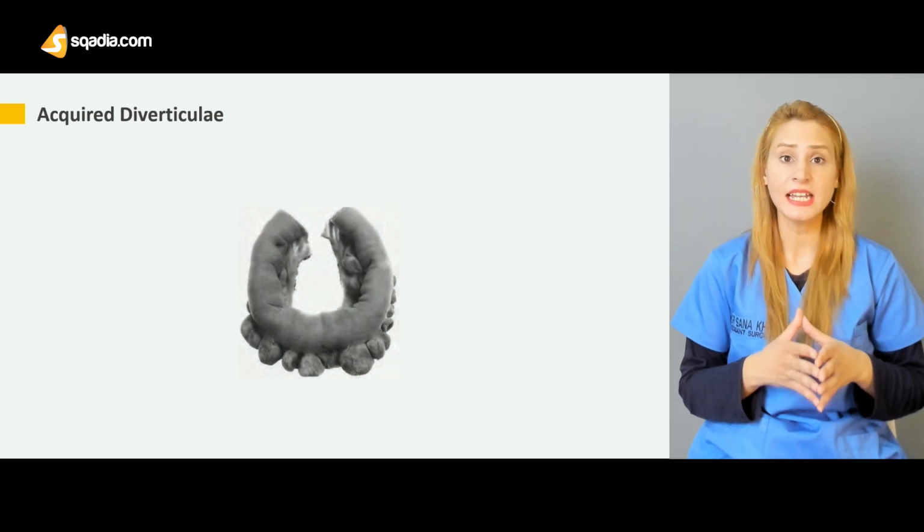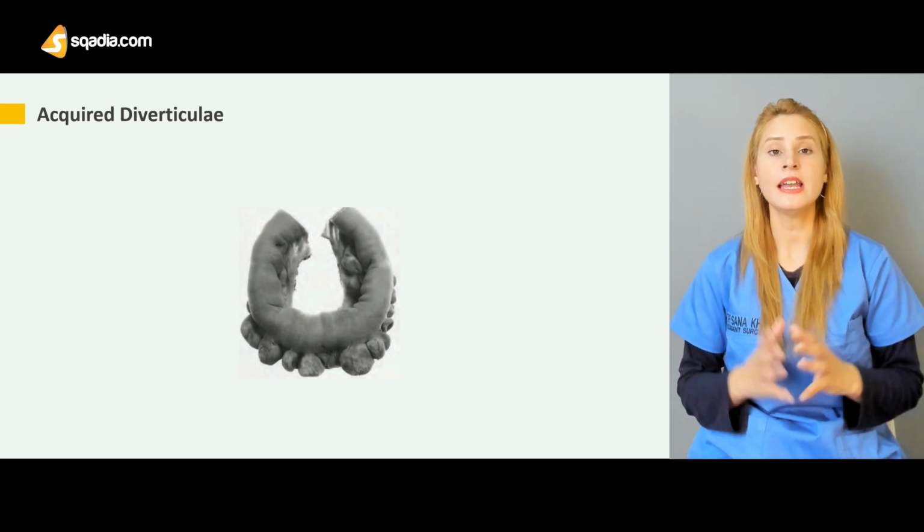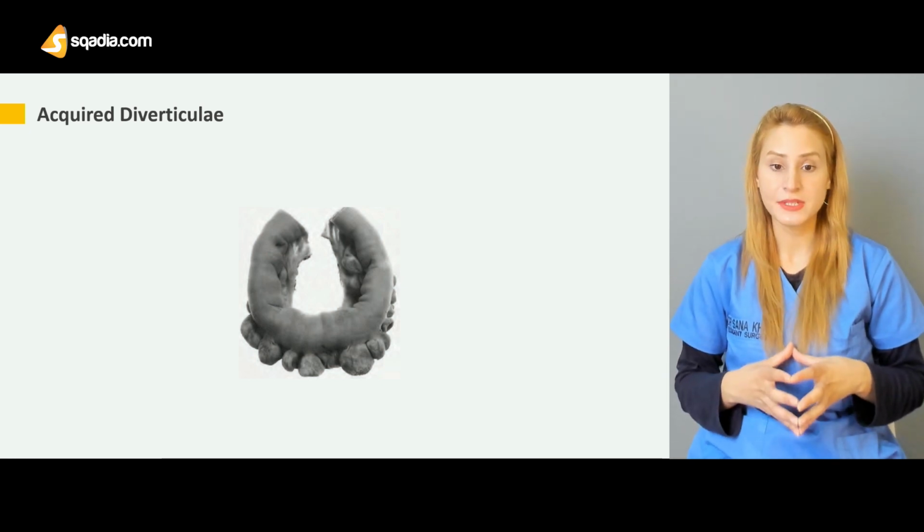If we talk about the site, duodenum, jejunum, ileum, in case of the small intestine, these are the sites where the acquired diverticula are formed.